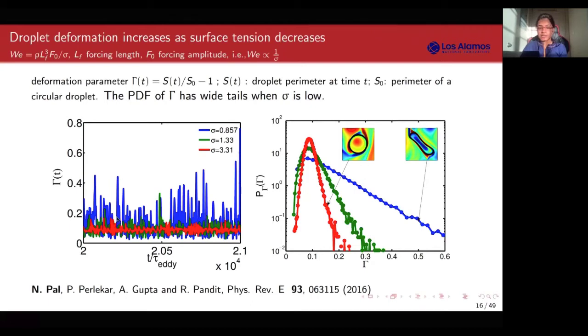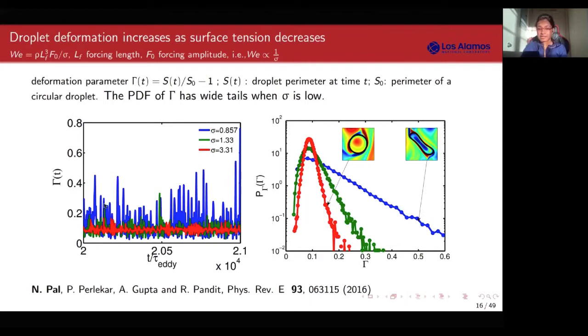And as is expected, for the lowest surface tension, the droplet deforms quite a lot. That is, there are many high intermittent spikes in the time series of deformation parameter. Whereas for the highest surface tension droplet, there are no high deformations. That is, the droplet is not affected by the background fluid much if the surface tension is high.